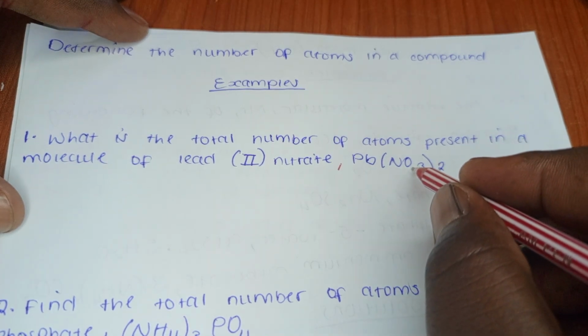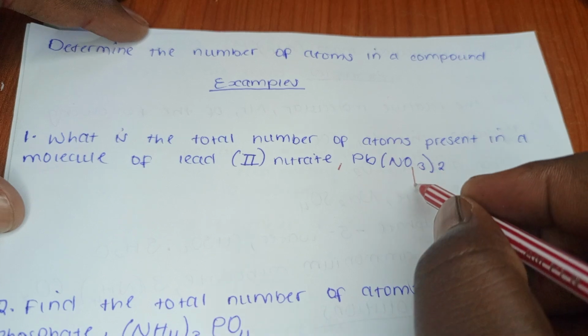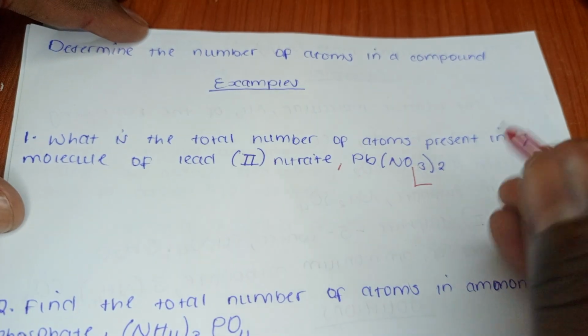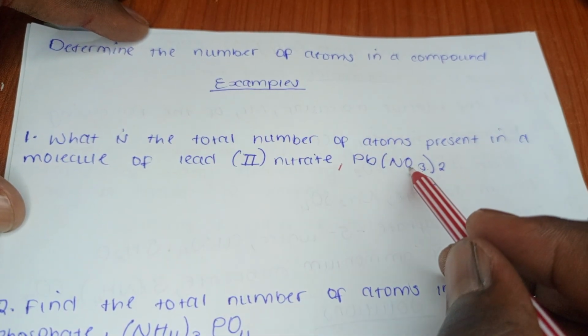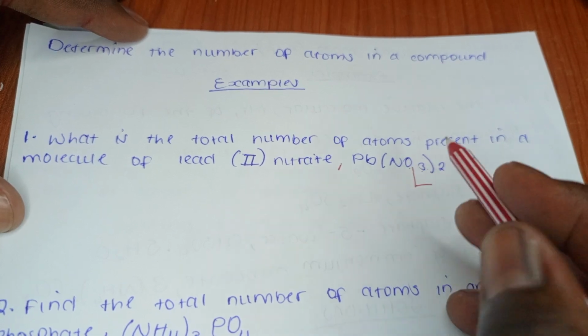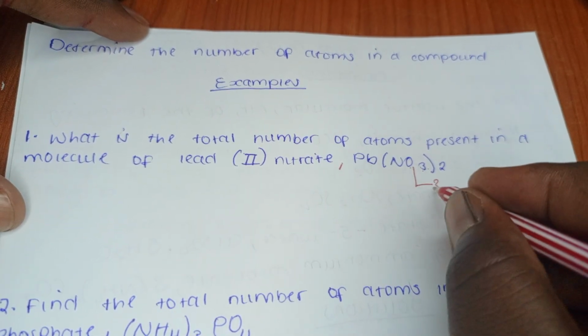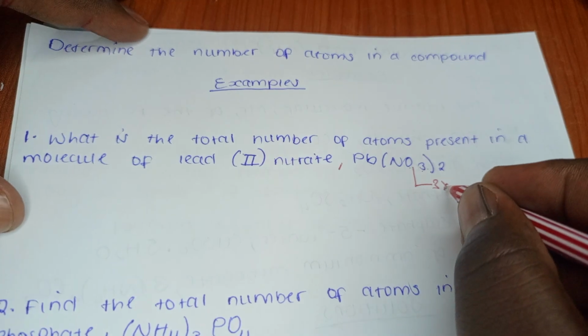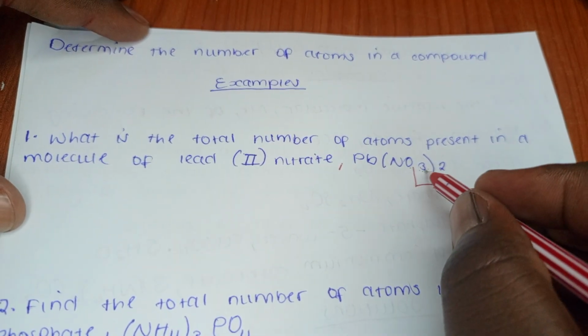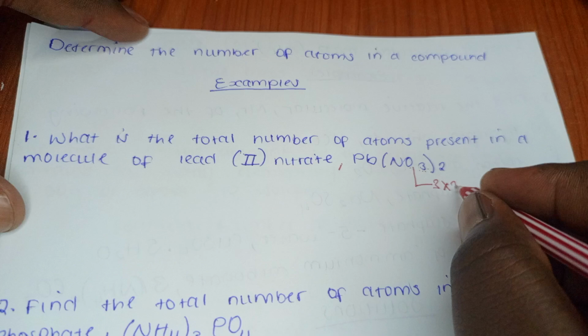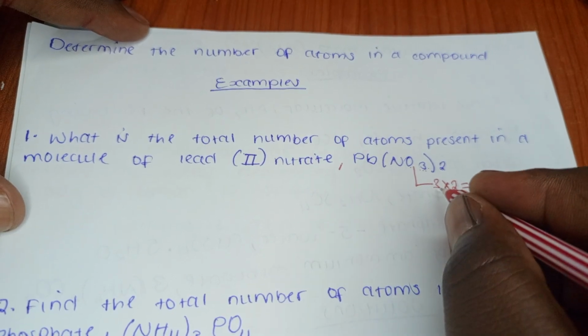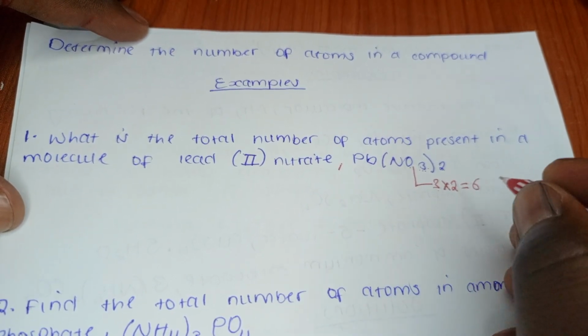we'll count element by element. So start with the oxygen. As you can see here, we have 3 oxygen. This 3 is only on oxygen here. So 3, multiply by, don't forget we multiply here. So multiply by the 2, as you can see we have 2 here. Then equal to 3 times 2, the answer is 6.